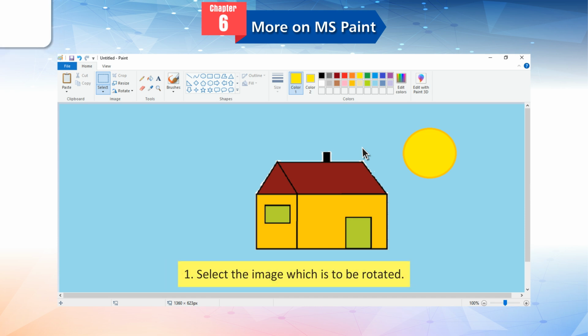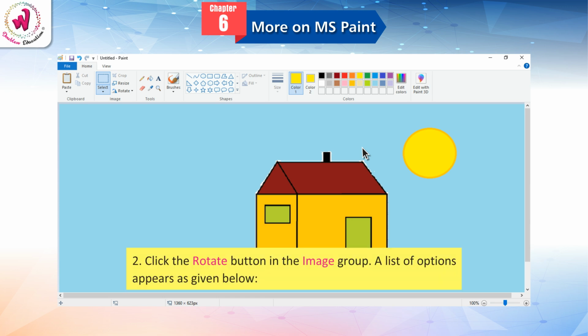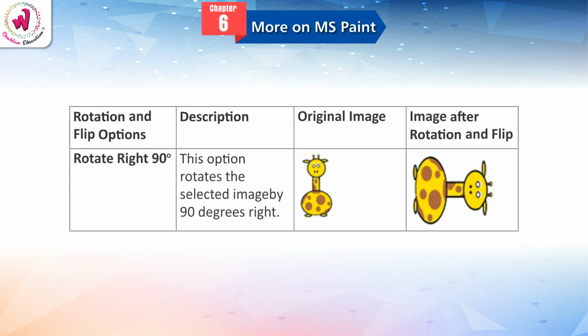1. Select the image which is to be rotated. 2. Click the Rotate button in the image group. A list of options appears as given below. Rotation and flip option. Description: original image, image after rotation and flip.